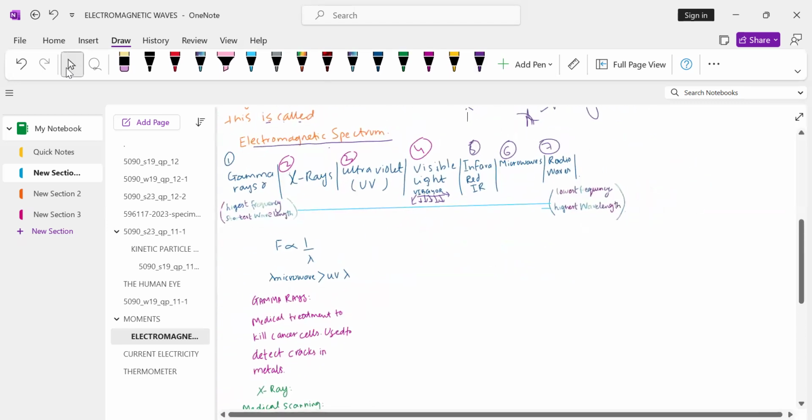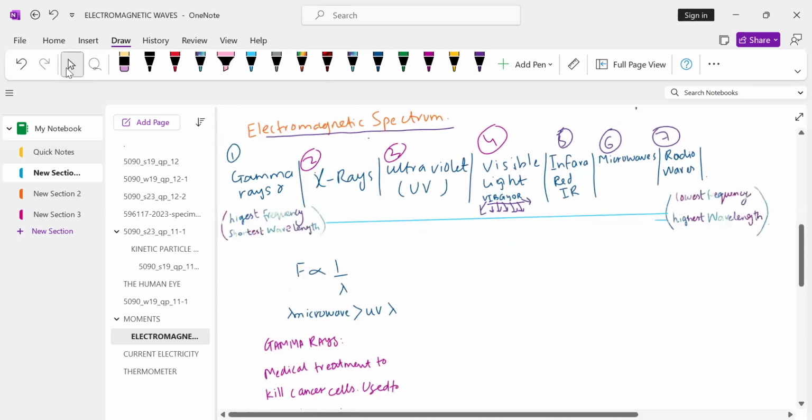And the second thing you need to remember is that gamma rays have the highest frequency and shortest wavelength. However, radio waves have the lowest frequency and longest wavelength. This question about gamma and radio waves can come in P1 as well as in P2.